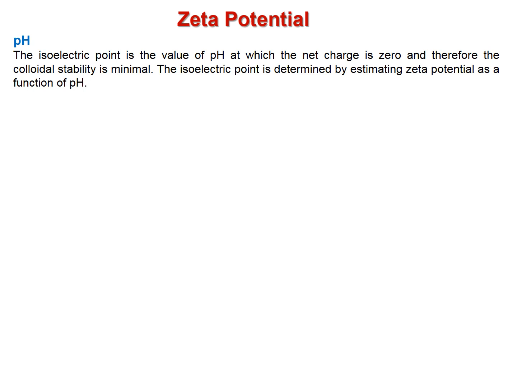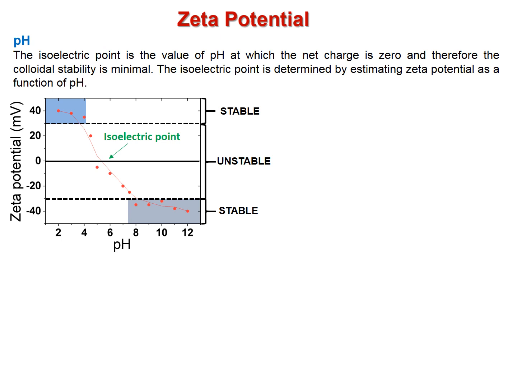Physicochemical parameters such as pH and ionic strength have an influence on zeta potential. The isoelectric point is the value of pH at which the net charge is zero, and therefore the colloidal stability is minimal. The isoelectric point is determined by estimating zeta potential as a function of pH.